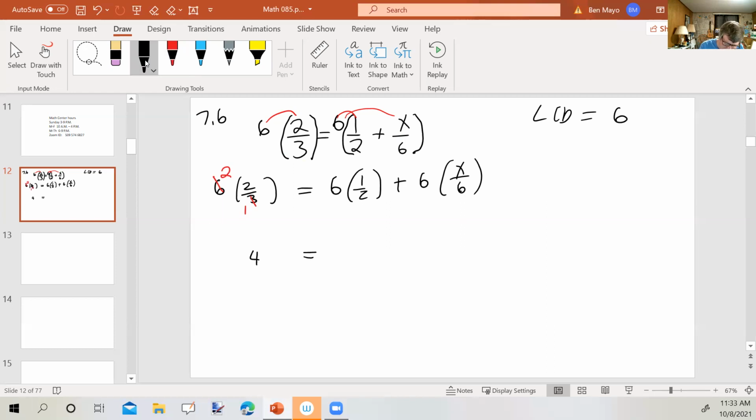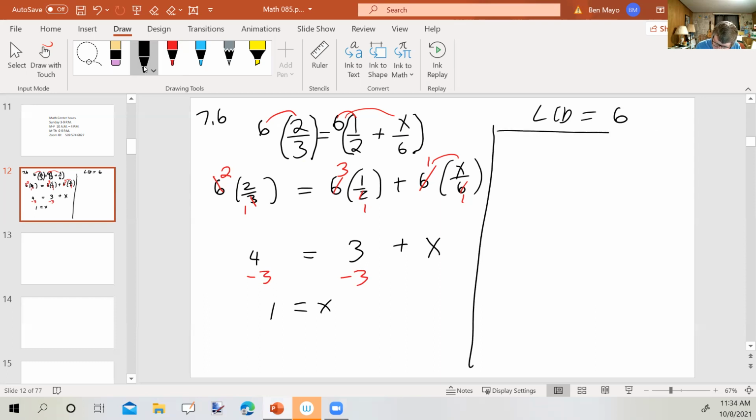equals 6 over 2 reduces down to 3 over 1. So then we have 3 times 1 over 1, which is 3, plus 6 times x over 6. The 6 is reduced to 1 over 1, and we have 1 times x. So now our new equation no longer has fractions. To solve this equation, we'll subtract 3 from both sides of the equation, and we get x equals 1.